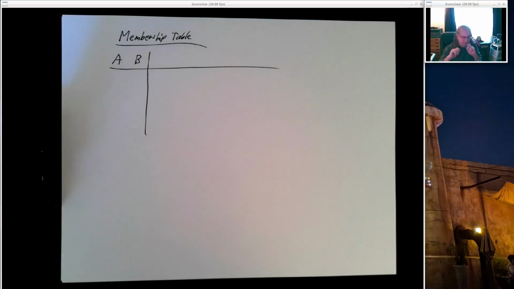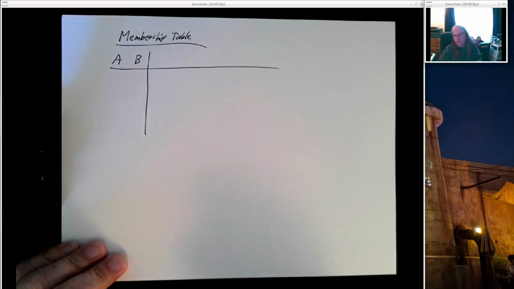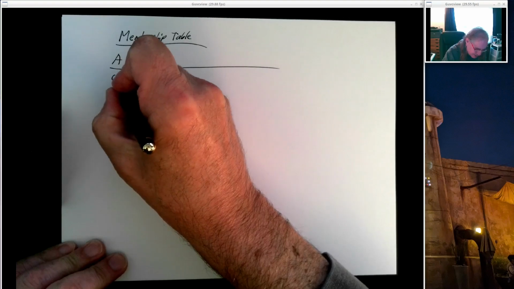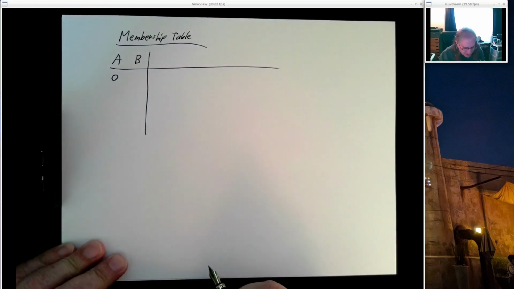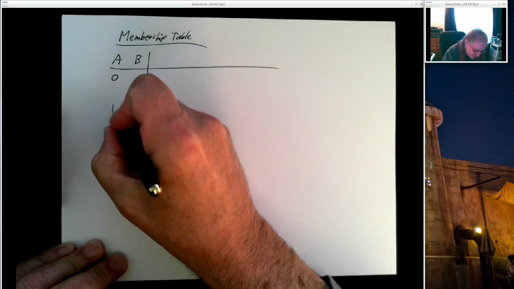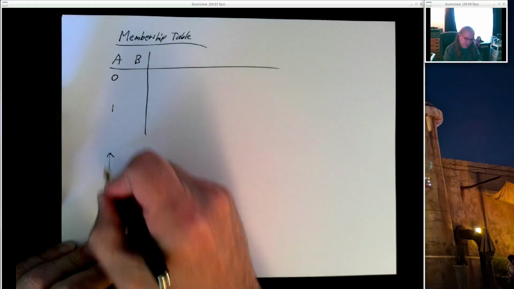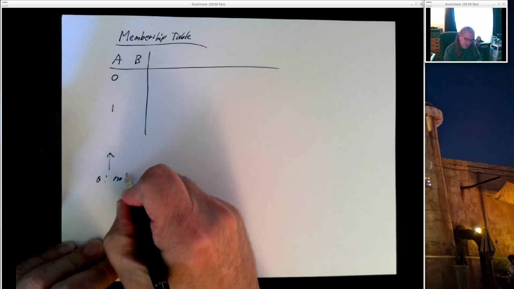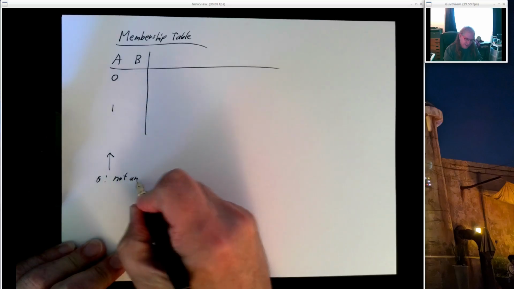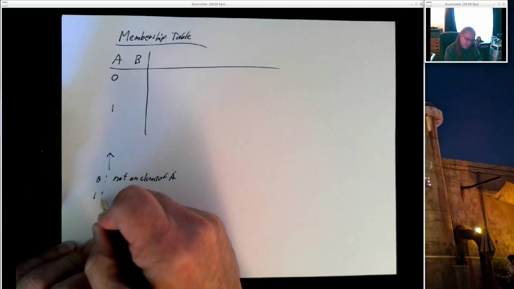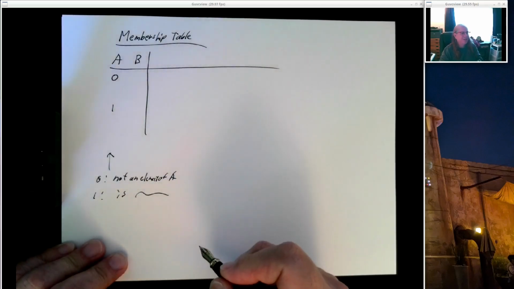And we can ask the following question: is that element a member of A? And we know it either is or it isn't. So if it's not an element of A, we're going to write a 0. And if it is an element of A, we're going to write a 1. So 0 means not an element of A. 1 means it is an element of A.